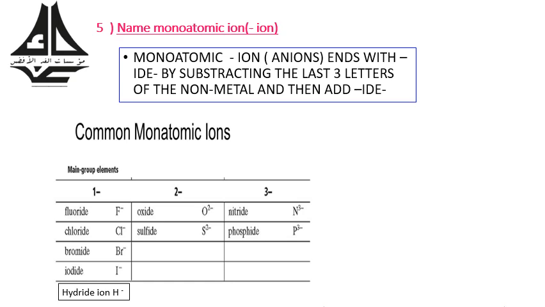Now we have elements of column 16. Oxygen becomes oxide ion, O2 minus. Sulfur becomes sulfide ion, S2 minus. Elements of column 15: nitrogen becomes nitride ion, N3 minus, and phosphorus becomes phosphide ion, P3 minus. And we have the carbide ion, C4 minus.